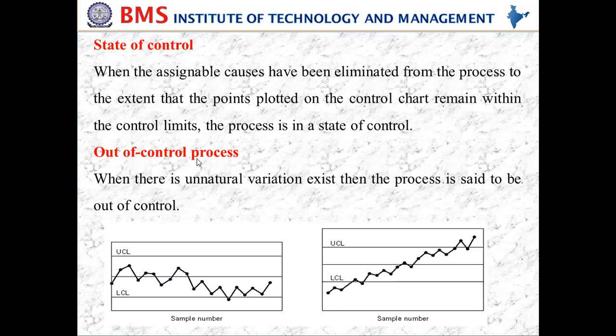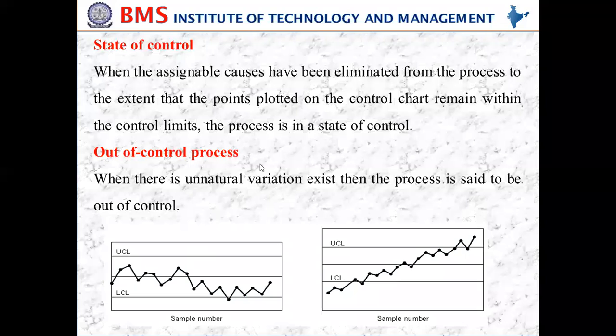Similarly, what is an out of control process? We say the process is not under control because it is giving defective items. The process is out of control when unnatural variation exists. When there is unnatural variation, the process is said to be out of control. Unnatural variation is nothing but assignable cause of variation.